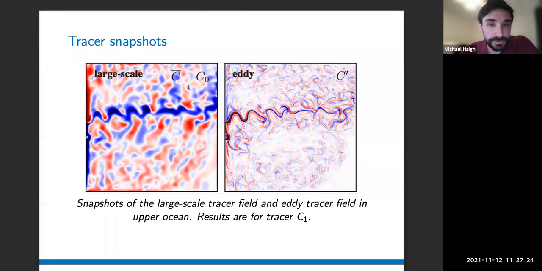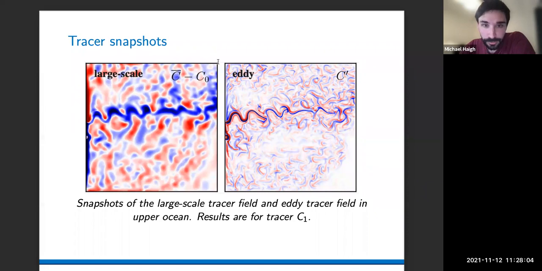So these are just a couple of snapshots of the tracer field from our simulation as advected by the geostrophic velocity. On the left, I show the large scale part of our tracer field minus its initial condition. This is for the first tracer, tracer C1, the one which is initialized with the zonal gradient. On the right, I show the eddy part of the same tracer, so adding these back together, and if you were to add on its initial condition, you'll get the full tracer field. I'm not going to dwell too much on these specific snapshots because these are almost entirely tracer dependent. So if you use a different initial condition, you'll get a completely different looking result.